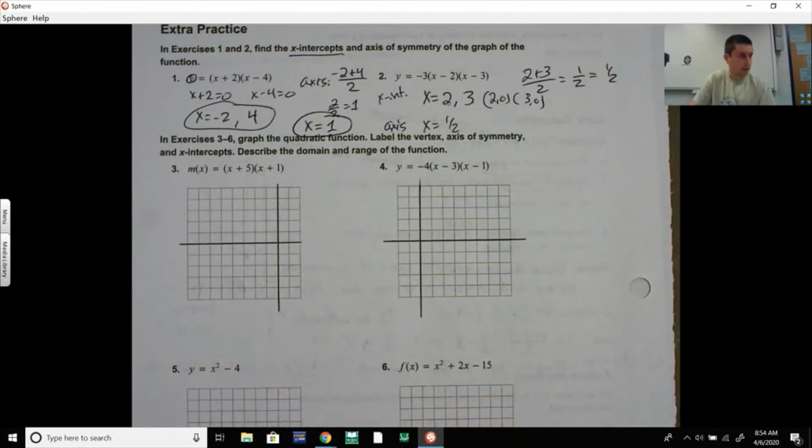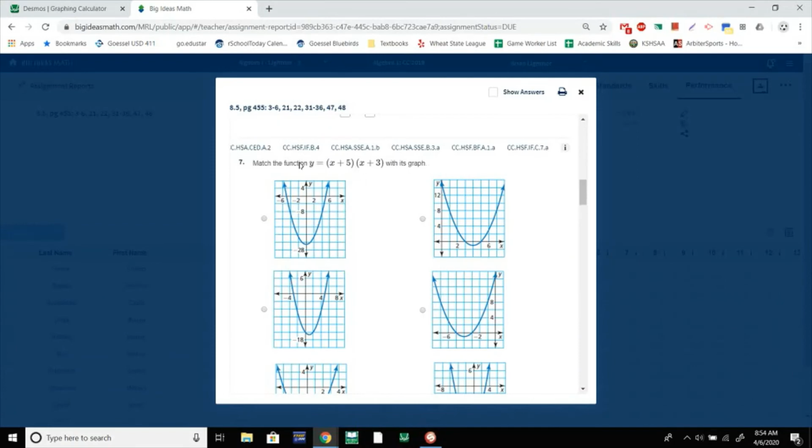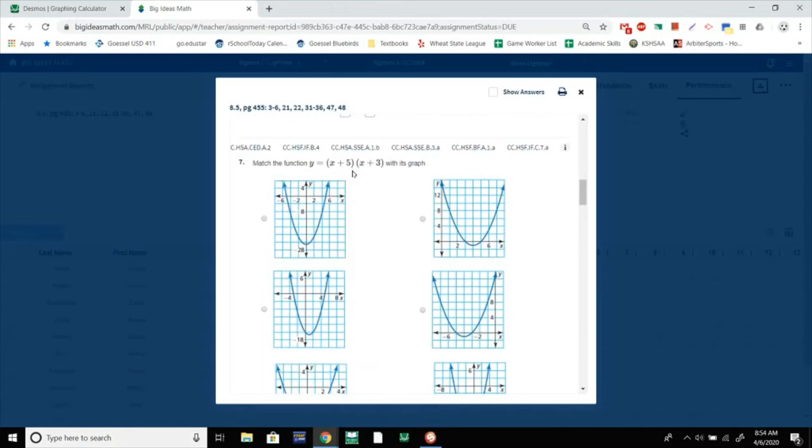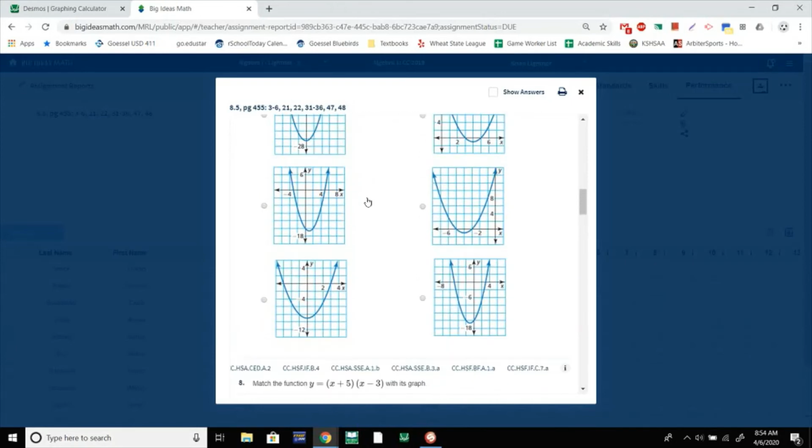And so it says match the graph. What I would do, here are questions. It says match the graph: x plus 5 times x plus 3. So my zeros have to be negative 5 and negative 3. So I'm looking for a graph that has zeros of negative 5 and negative 3, and it has to go up. Okay, so all of these go up. Negative 5 and negative 3, it looks to be that one right there.